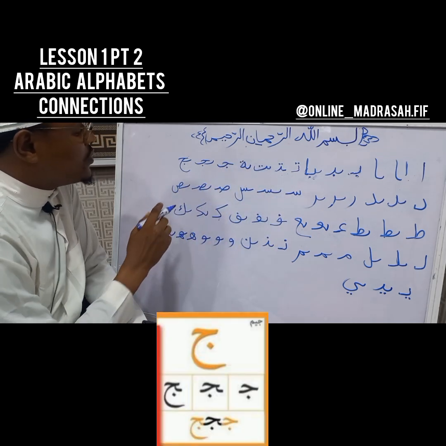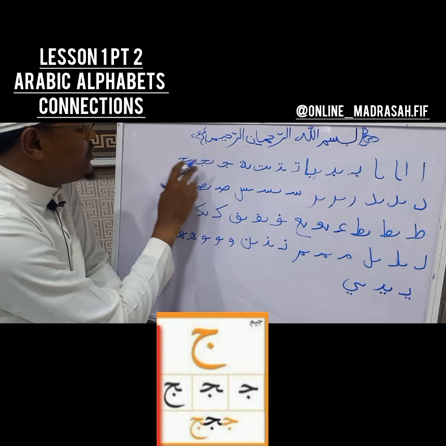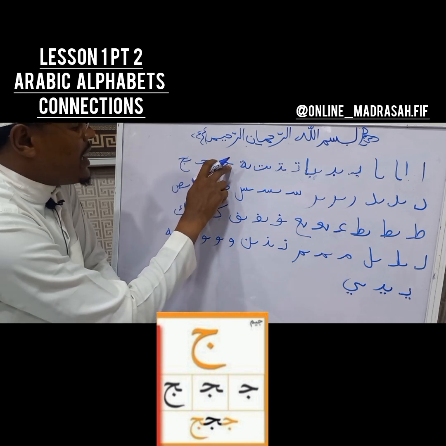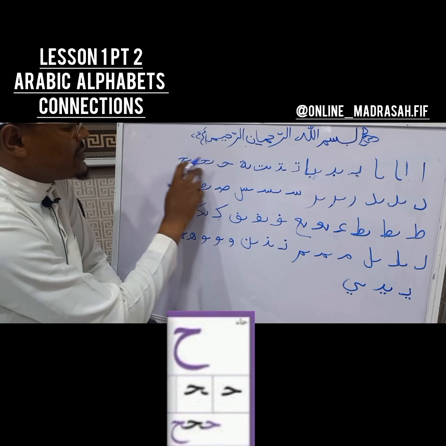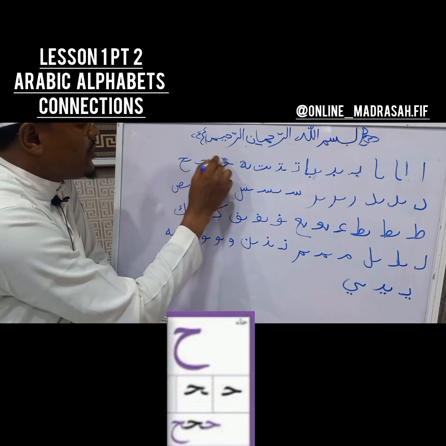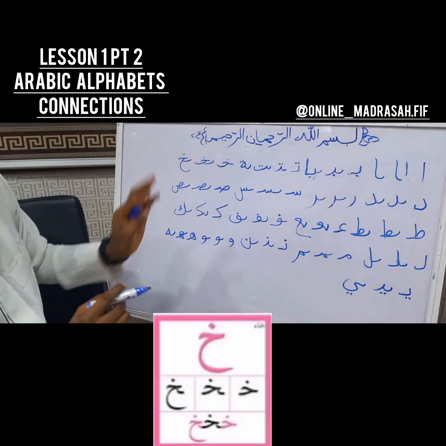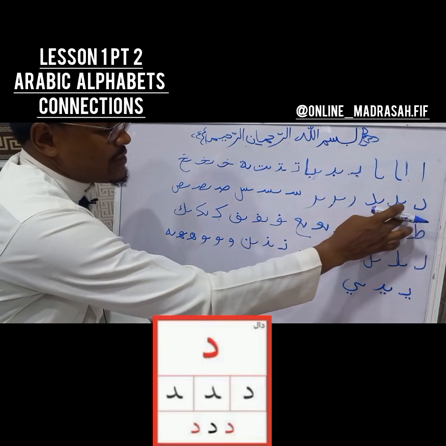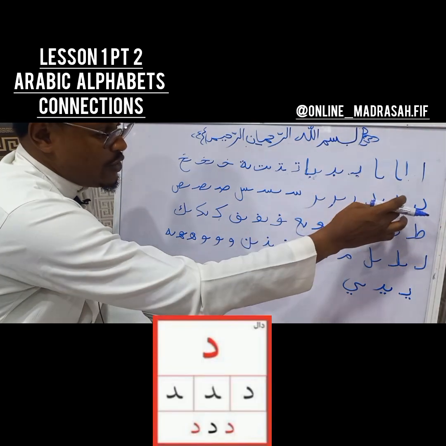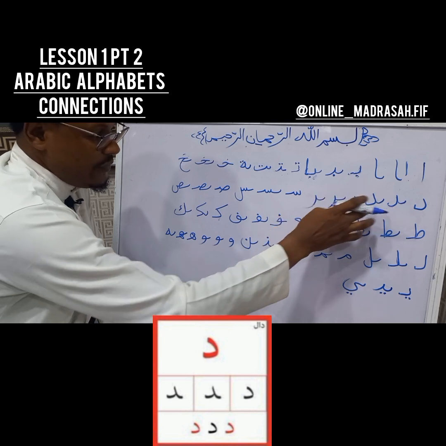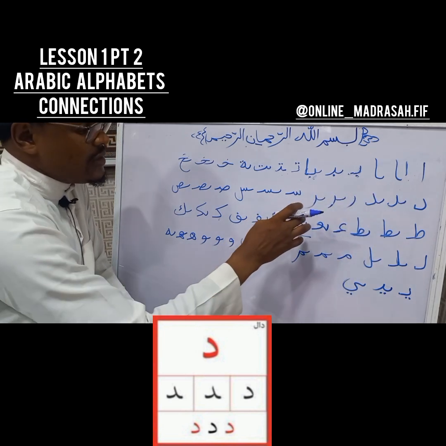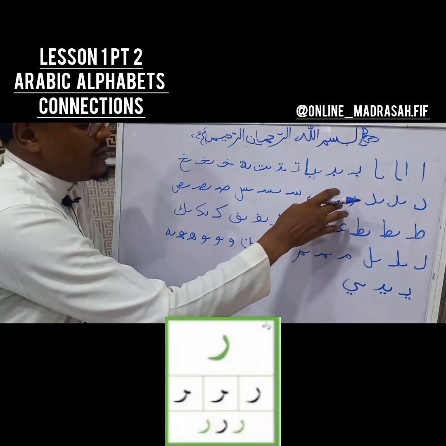Jim. So, Jim in the beginning, in the middle, and in the end. Same thing applicable to Ha. So, without the dot, it is Ha. With a dot at the top is Kha. Same thing applicable to Kha. Then Dal, this is how it looks like. In the beginning, in the middle, it can join from the back, and it can also join from the back at the end.